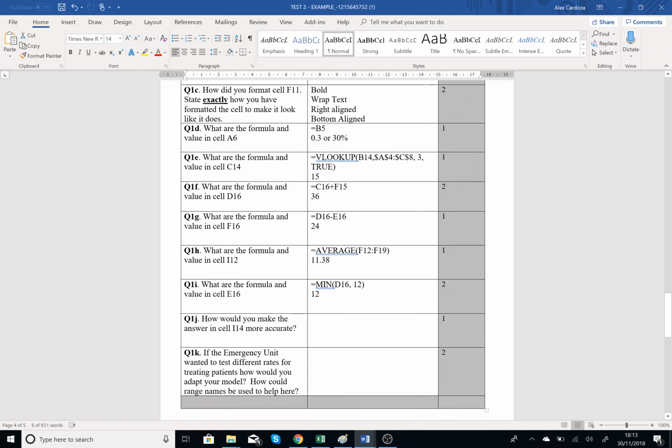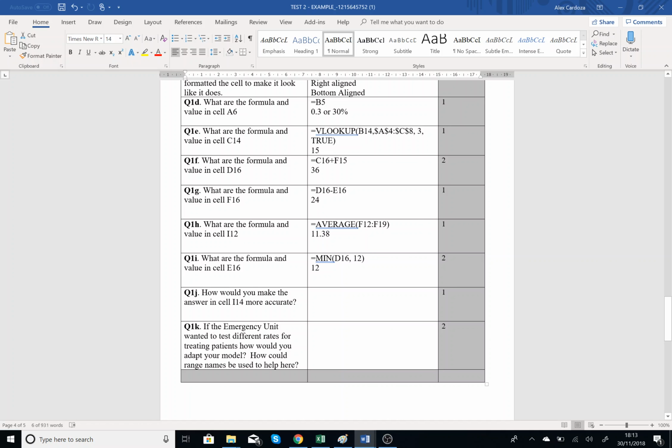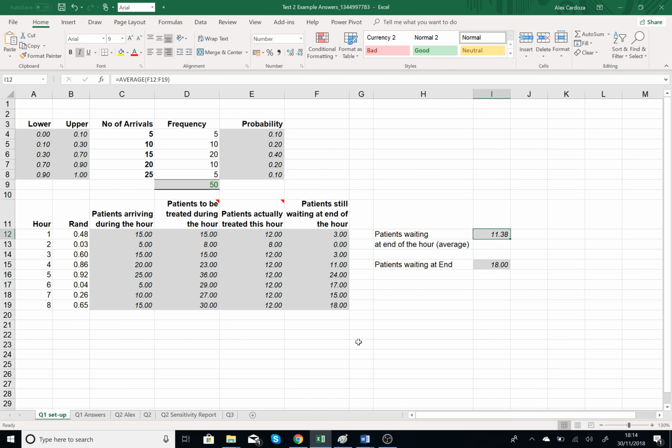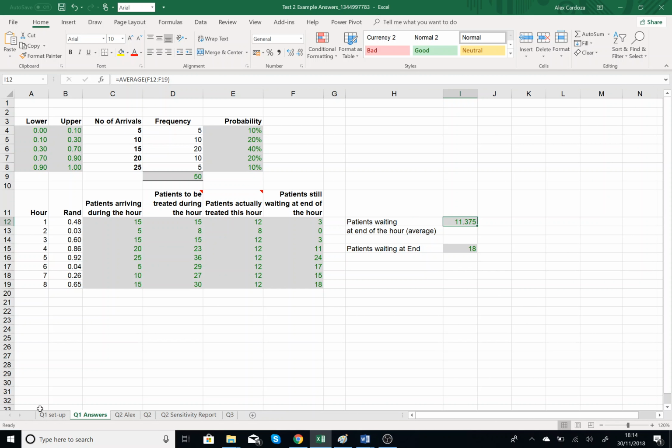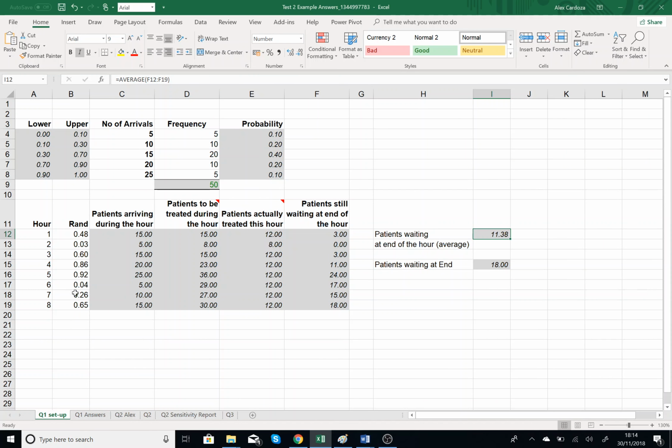And what this one meant was, if the emergency unit wanted to test different rates for treating patients, how would you adapt your model? So you would just add in the emergency unit here. That means you would create a new column, add the emergency unit heading to it, and then see how long they're tested, and then just do the analysis based on the emergency unit test. That's what it was asking. So it's just looking at another part of the hospital rather than just a normal hospital visit. As you can see, our answers are exactly the same.